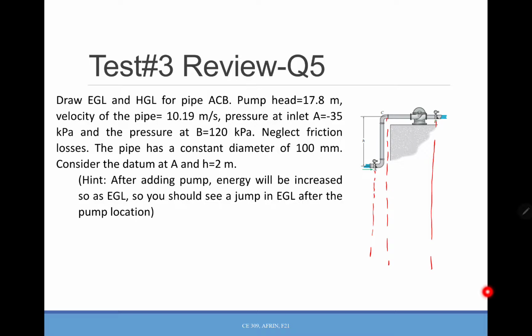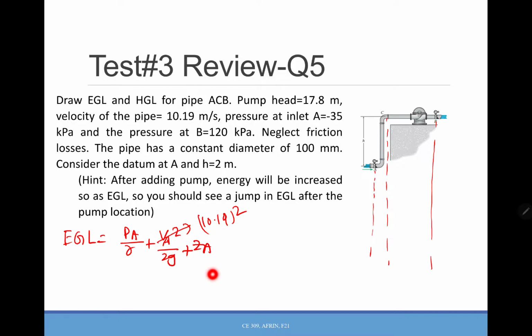So okay, velocity of the pipe and pressure at inlet. You know the pressure, velocity, and Z for A. So what you can do for A, the EGL will be PA over gamma, VA square over 2G, and ZA. The velocity of that pipe is 10.19, and the pressure at inlet is negative 35 kilopascal.